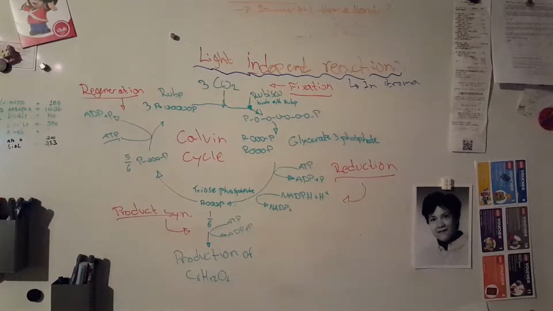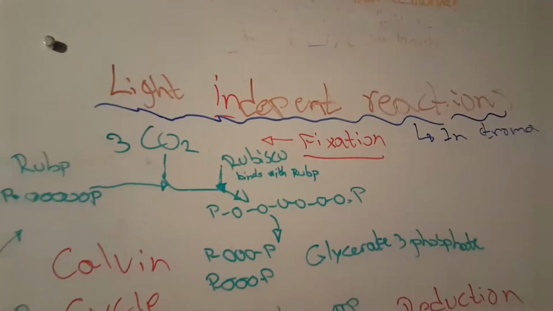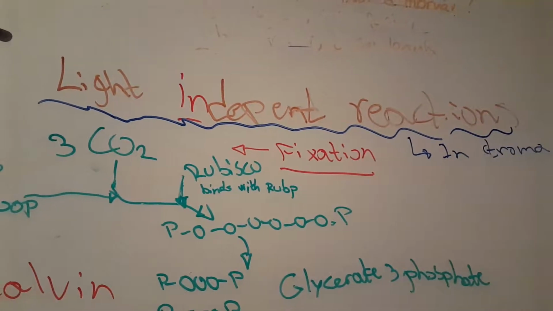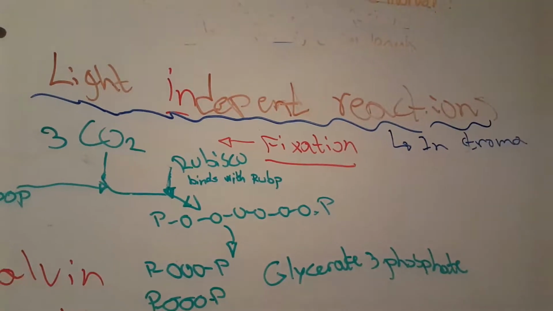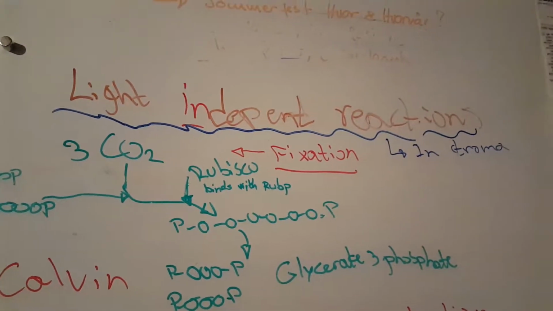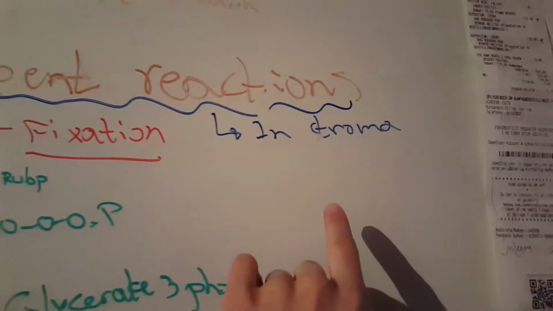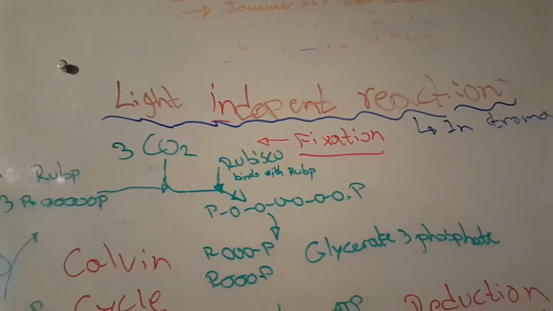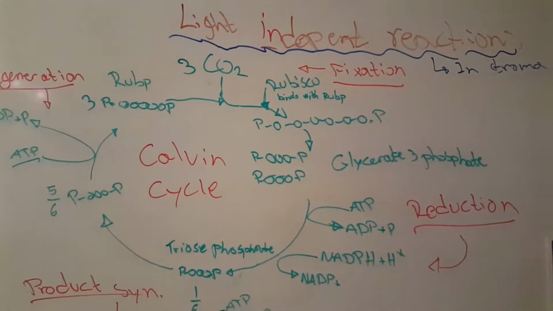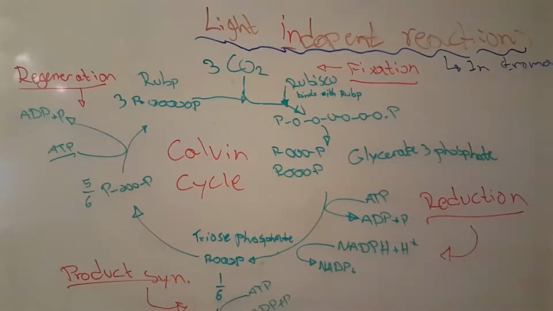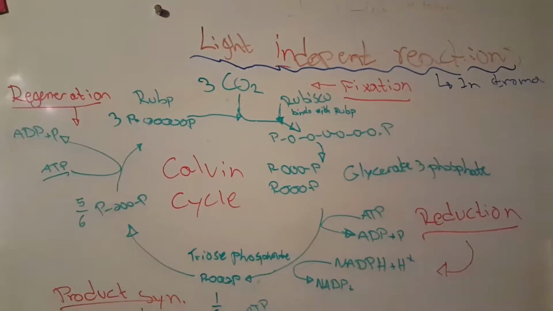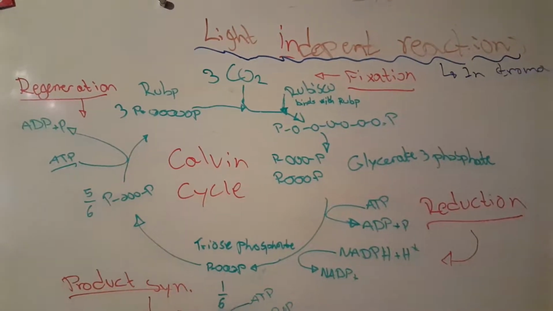Alright, now we're going to talk a bit about the light-independent reactions of photosynthesis. So the second and final stage of photosynthesis. This takes place in the stroma of the chloroplast, in comparison with the light-dependent reactions, which took place in the thylakoid membranes.